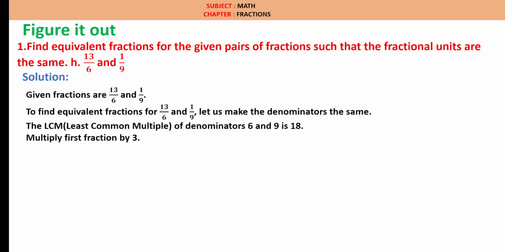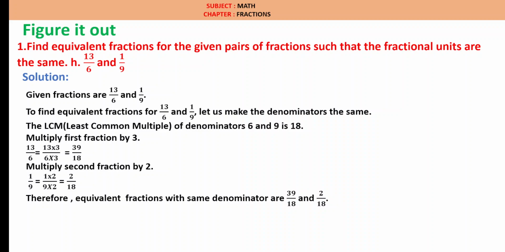Let us multiply the first fraction by 3. So, 13 by 6 is 13 into 3 divided by 6 into 3. 13 times 3 is 39. 6 times 3 is 18. Let us multiply the second fraction by 2. 1 by 9 is equal to 1 into 2 divided by 9 into 2, which is equal to 2 by 18. Therefore, equivalent fractions with the same denominators are 39 by 18 and 2 by 18.